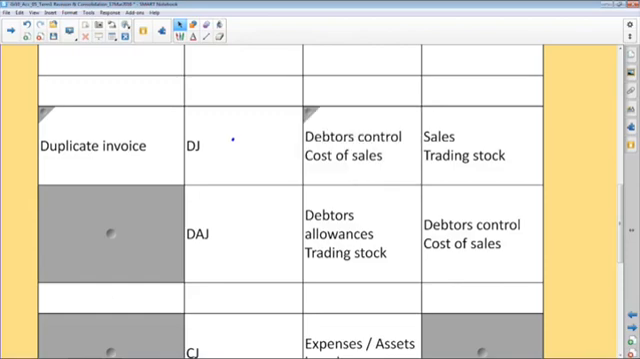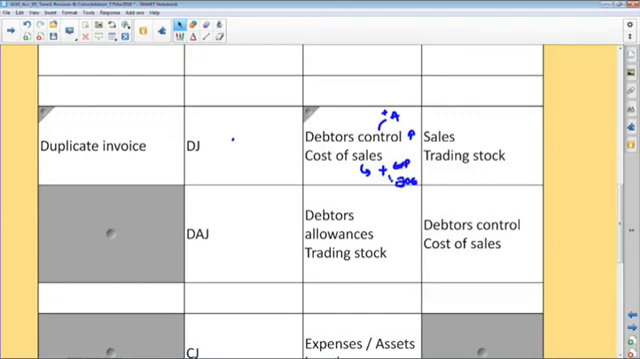Let's check it out. Your debtors control, because they owe you more. So therefore this is an asset, debtors control is going up on the debit side. Cost of sales will also go up on the debit side, but remember, it's got a negative effect on owner's equity. So therefore, owner's equity goes down, but cost of sales goes up because it's an expense. And remember, debit expenses.